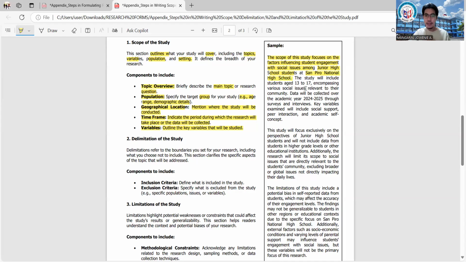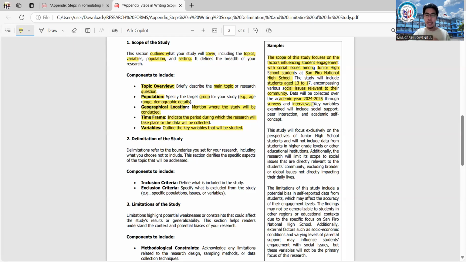And then the study will include students aged from 13 to 17 years old, encompassing various social issues relevant to their community. So nakalagay dyan yung demographics. And then data will be collected, time frame, over the academic year 2024-2025. Paano i-collect yung data? So pwede tayong maglagay dito ng tools natin. The data will be collected using survey and interviews.